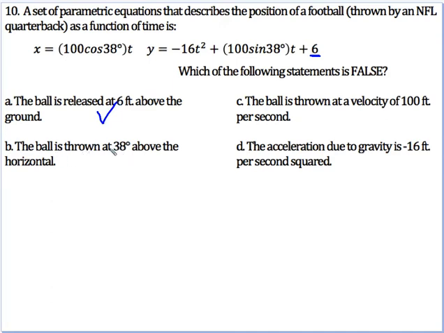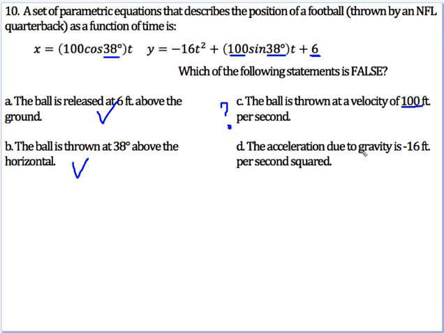The ball is thrown at a 30-degree angle above the horizontal. So notice that you have 30 degrees here and here. So that one is also true. The ball is thrown at a velocity of 100 feet per second. And I know that my velocity here is 100, but realize I don't know if this is feet per second or meters per second, so I'm not 100% sure about C. Let's look at D.